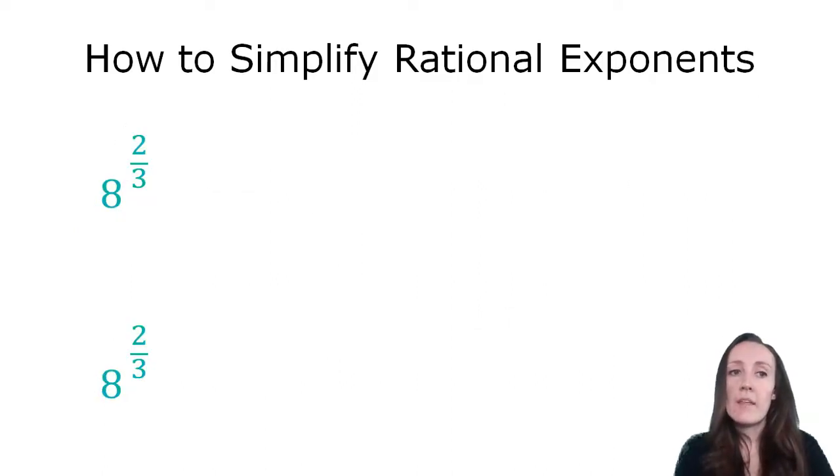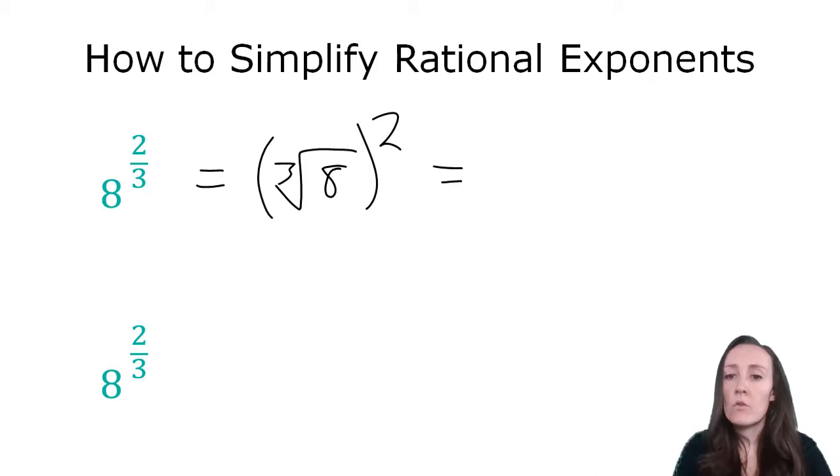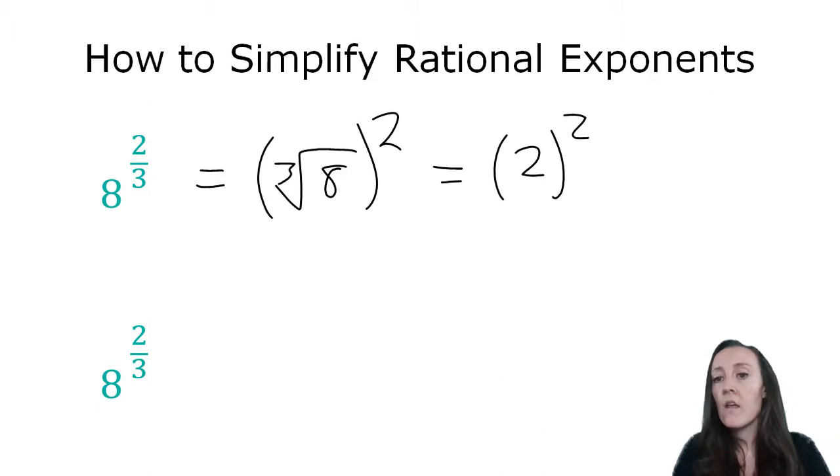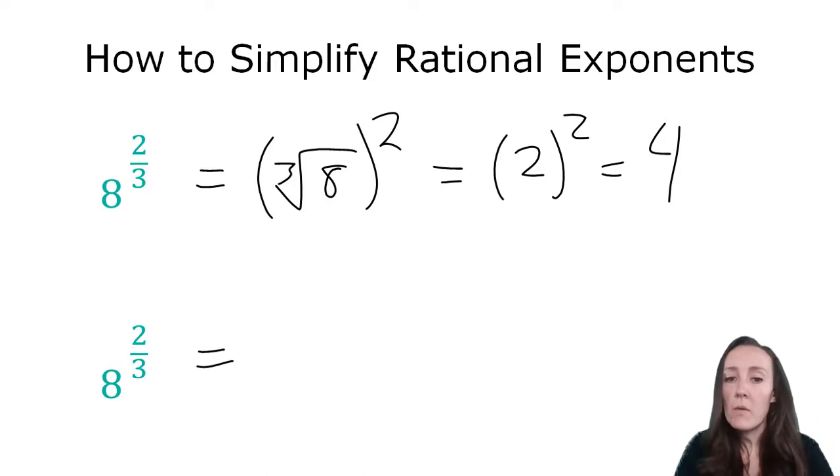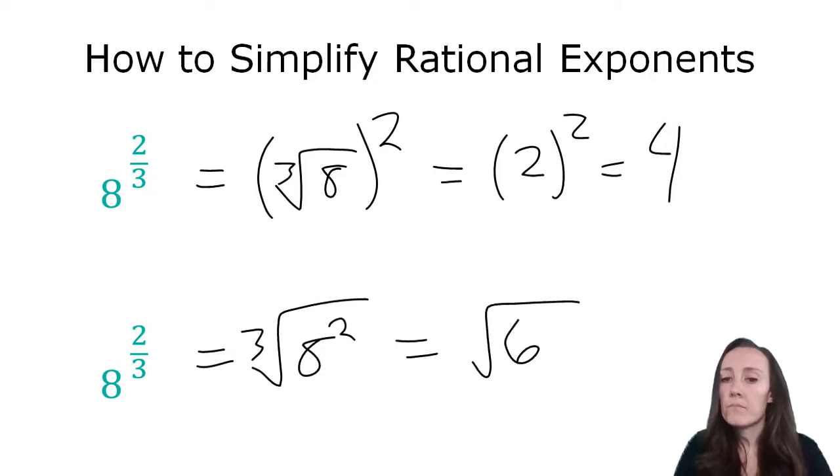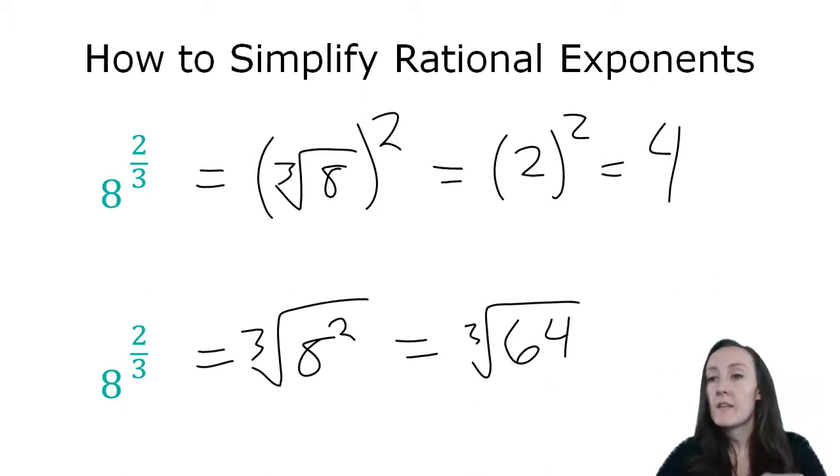So if you had an example like this one, you could do it as the cube root of 8 and then square that, which would give you 2 squared, because 2 times itself 3 times equals 8. And then when you square that, you would get the answer 4. Or you could also do it the other way, where you do 8 squared and then you cube root that. So you could say 8 squared is 64. And if you cube root 64, you'd have to say, okay, well, what times itself 3 times equals 64? And the answer is 4. So you get the same answer either way.